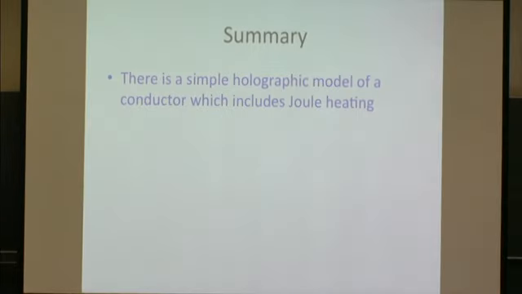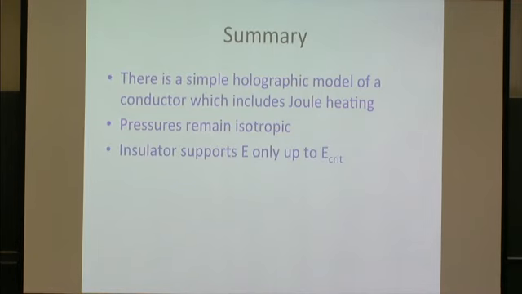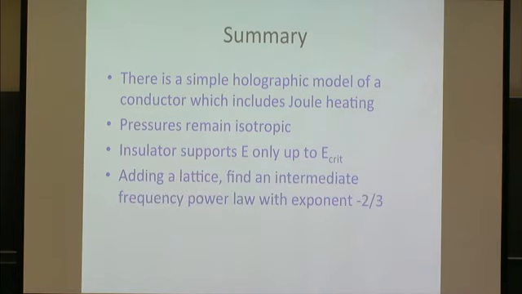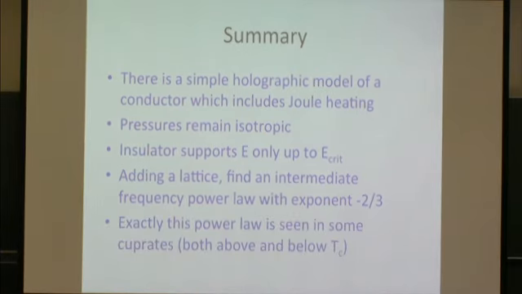And so let me just summarize. I've shown you that there's a simple holographic model of a conductor which includes the Joule heating. The pressure remains isotropic. There's a simple model of an insulator which supports a constant electric field only up to a critical value, beyond which it becomes a conductor. Adding a lattice, we find an intermediate frequency power law with this exponent minus 2/3, which comes out very robustly on the gravity side, and exactly the same exponent is seen in some of the cuprates, both above and below the critical temperature. And I'll stop there. Thank you.